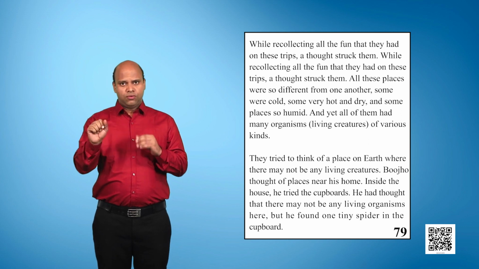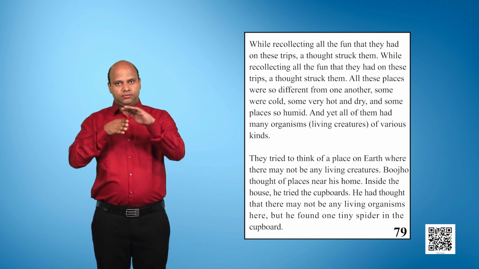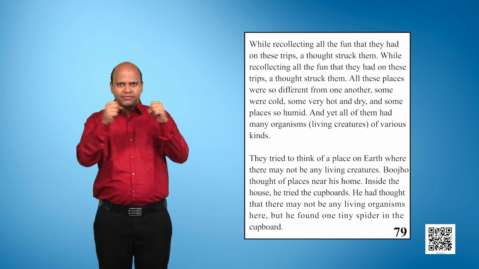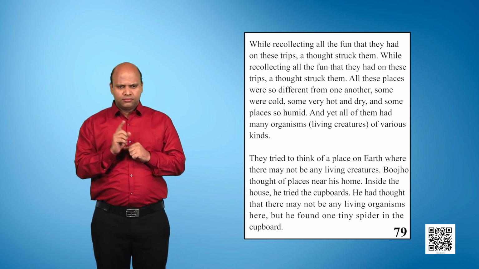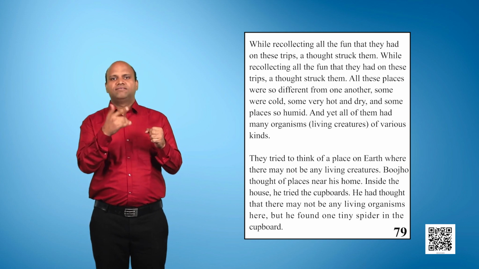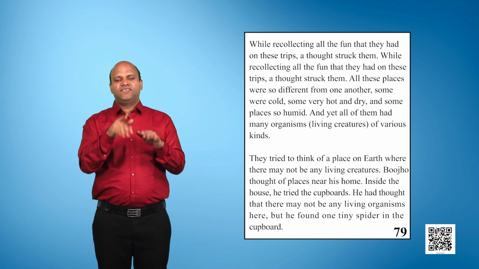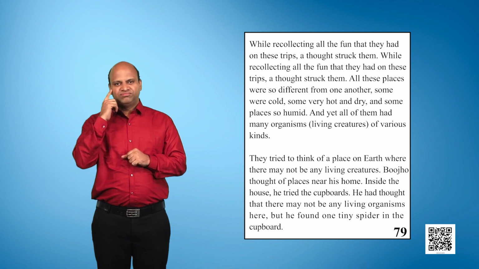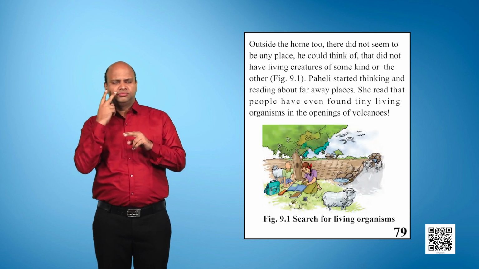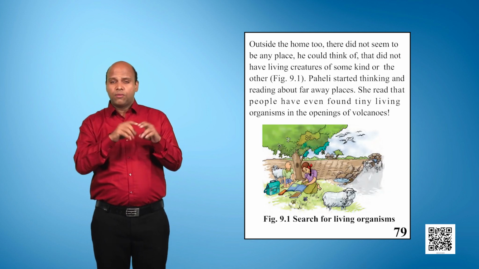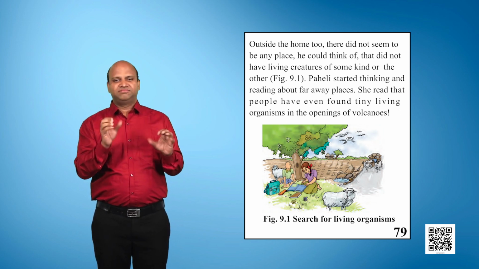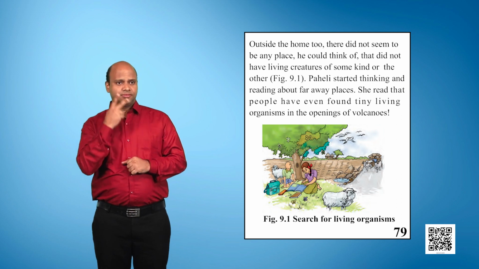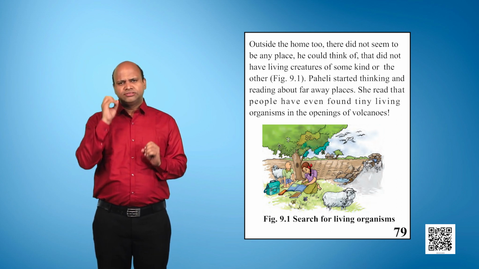Bujo thought of places near his home. Inside the house, he tried the cupboards. He had thought that there may not be any living organisms here. But he found one tiny spider in the cupboard. Outside the home too, there did not seem to be any place he could think of that did not have living creatures of some kind or the other.